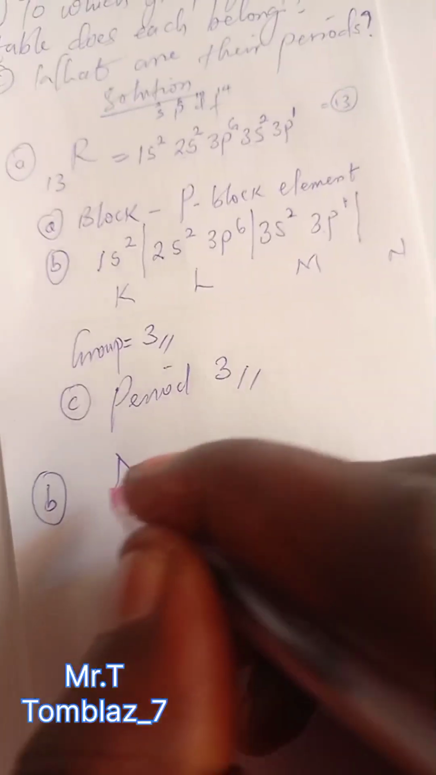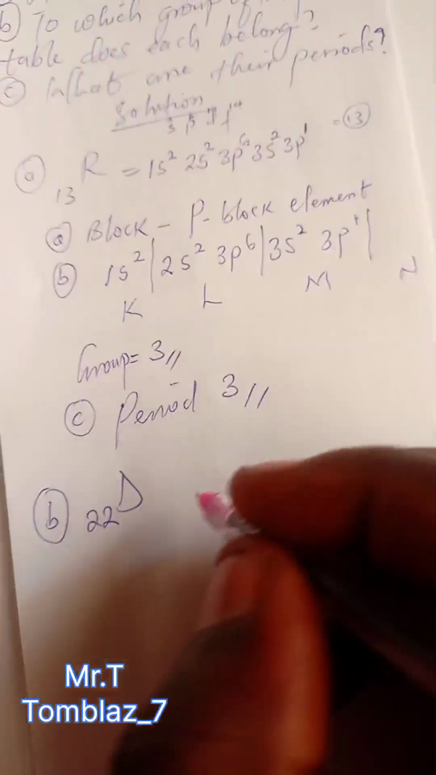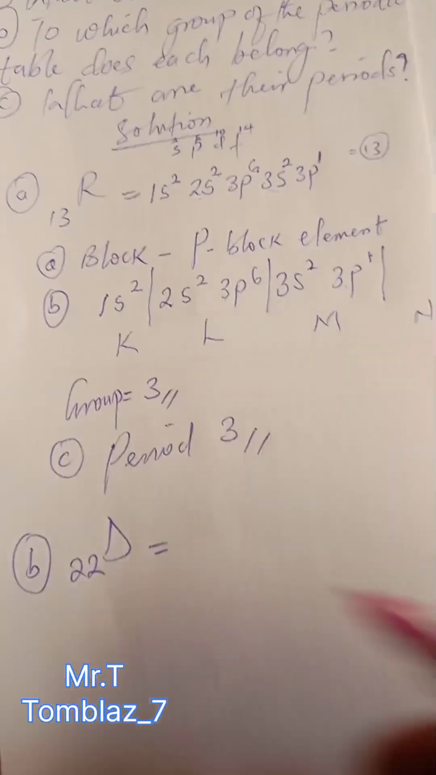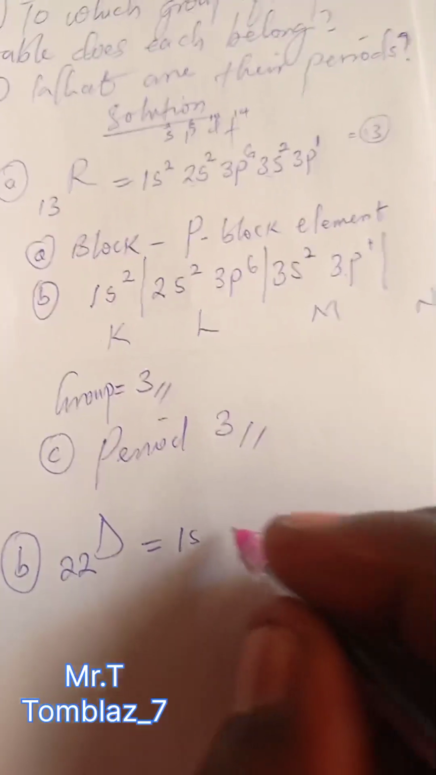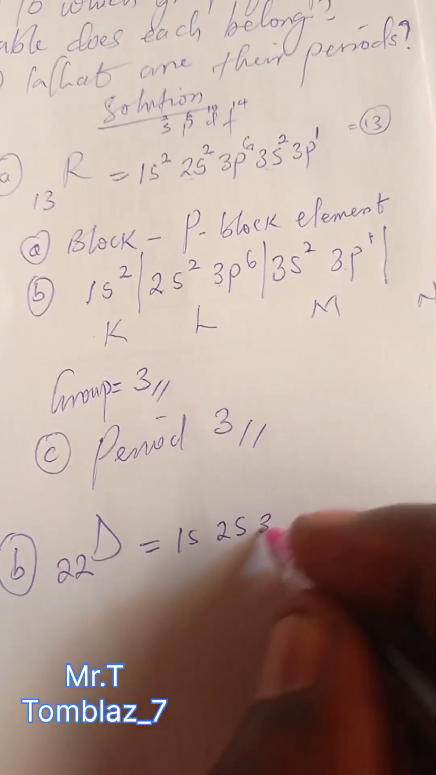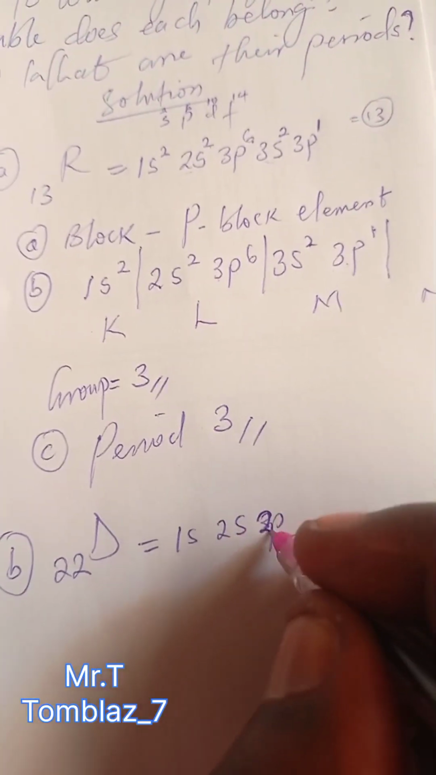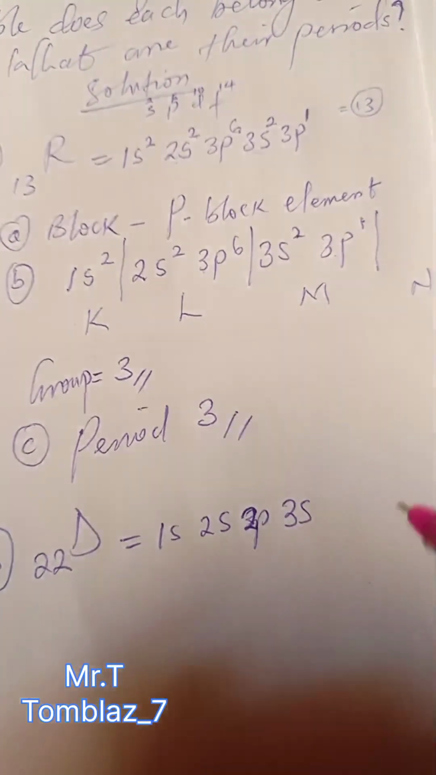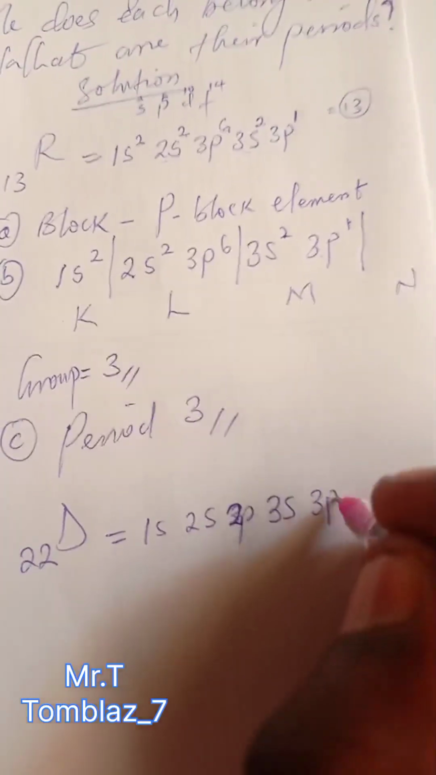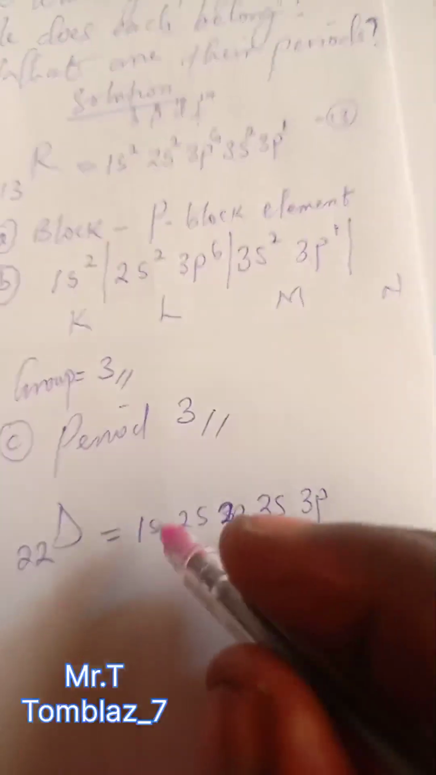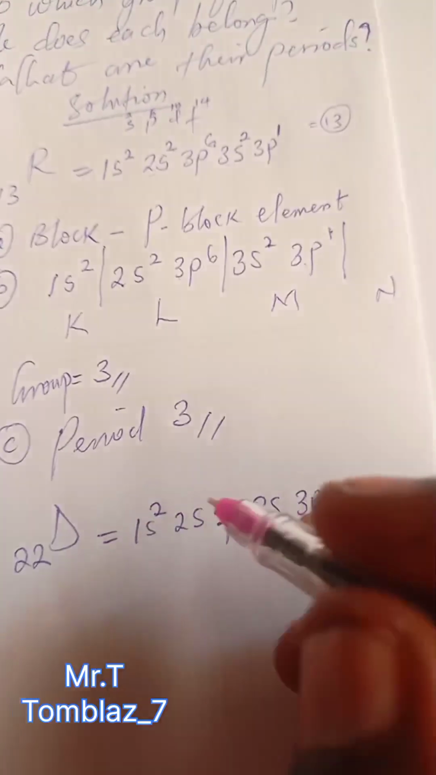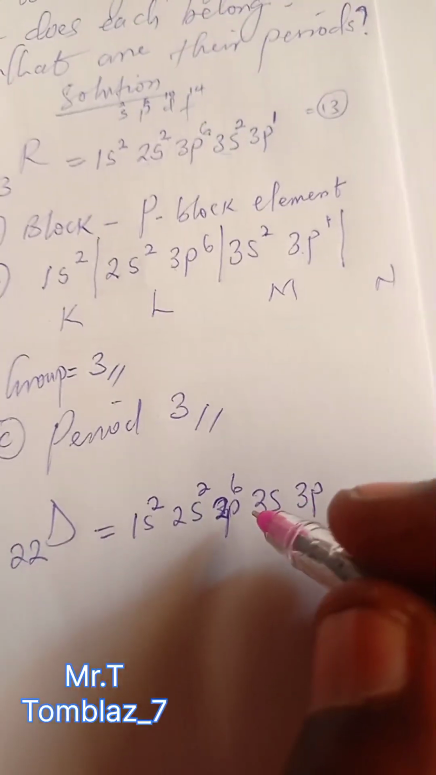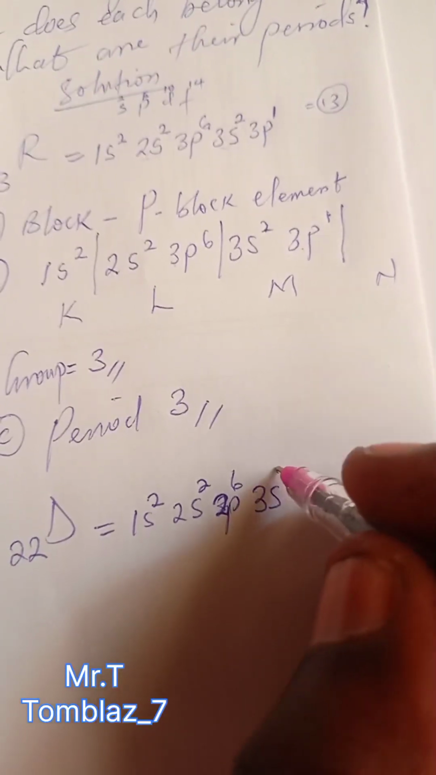Now let's look for the next element. This element has atomic number what? 22. So let's draw out the electronic configuration of the element. Now we have 1s, 2s, 2p, 3s, 3p. Okay, let's put the electrons. Here we can have 2 for s, 2 for s. For p, we can have up to 6. For s, we can have 2 again. For p, we can have up to 6.